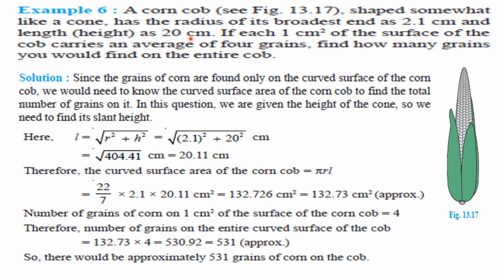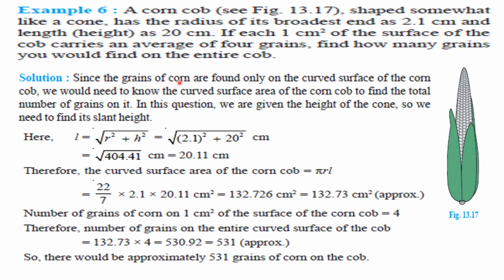So what are given here? Radius of the cone and height of the cone were given. Yes or no, my children? If each 1 centimeter square of the surface area of the cob carries an average of 4 grains, find how many grains you would find on the entire cob. Understood this question, my children? We have to find the number of grains you find on this corn cob. Okay, my children? Means we have to find the curved surface area of this cone. Yes, my children? Right.